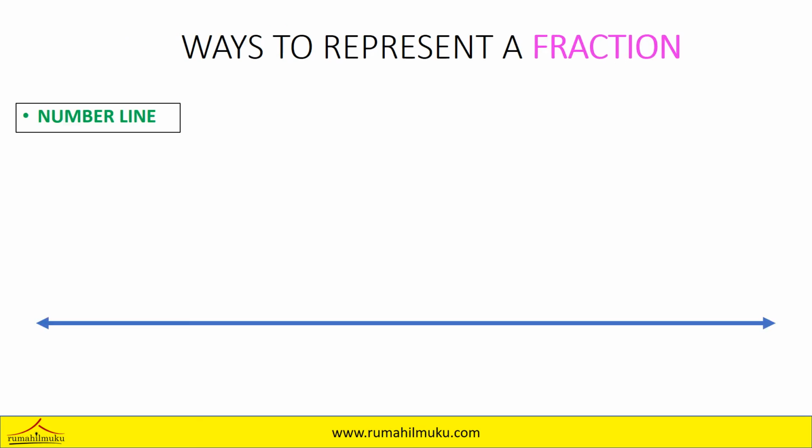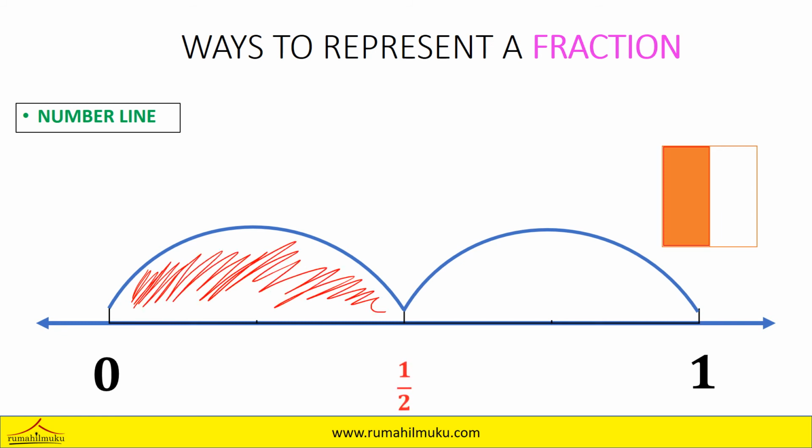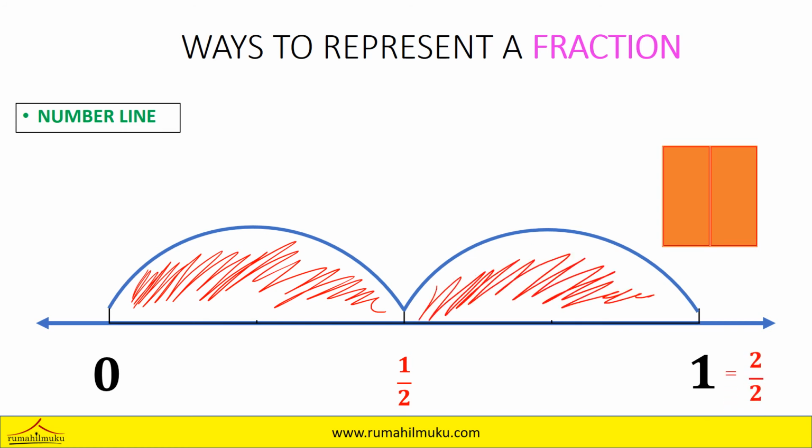The final way to represent a fraction is using a number line. So let's say we have a square and we split into 2 parts again. And we're going to add the number line from 0 to 1. So let's cover up half of that square, which means we're going to shade half of the number line. So it becomes 1/2. But then if we cover up the entire square, we're going to cover the entire number line. So it becomes the whole, or 2 out of 2.